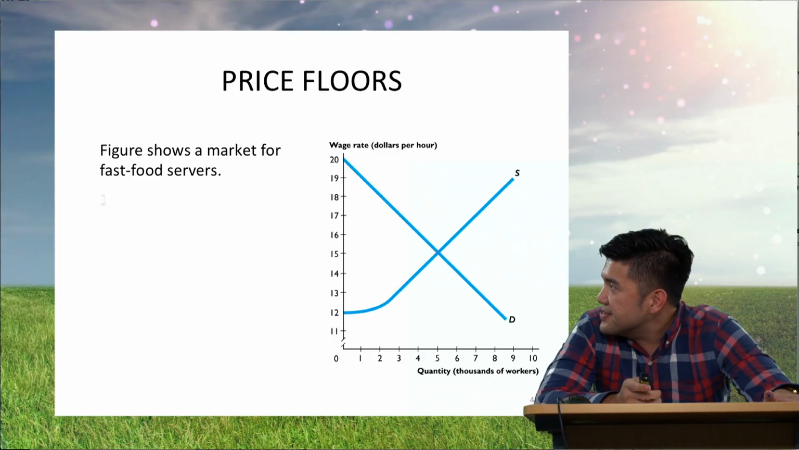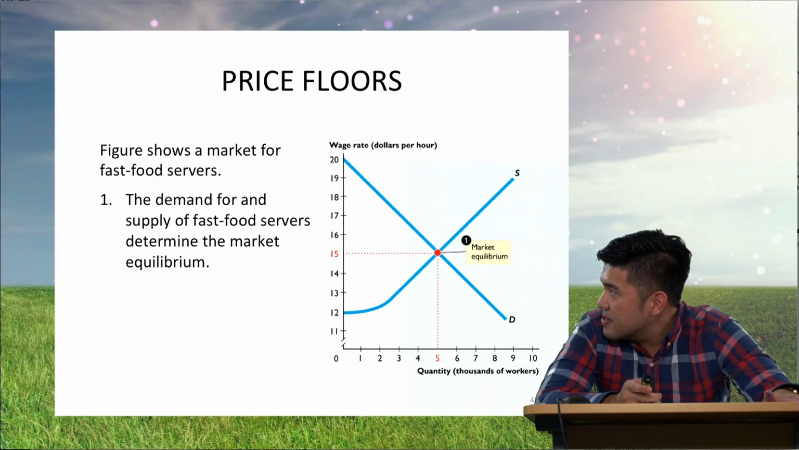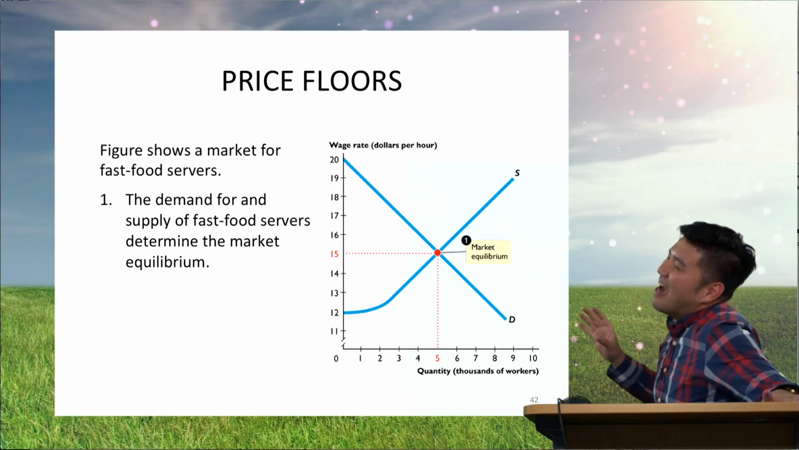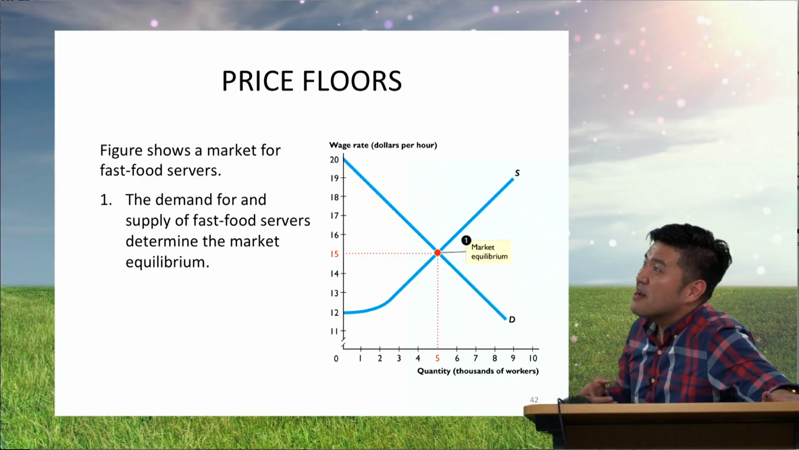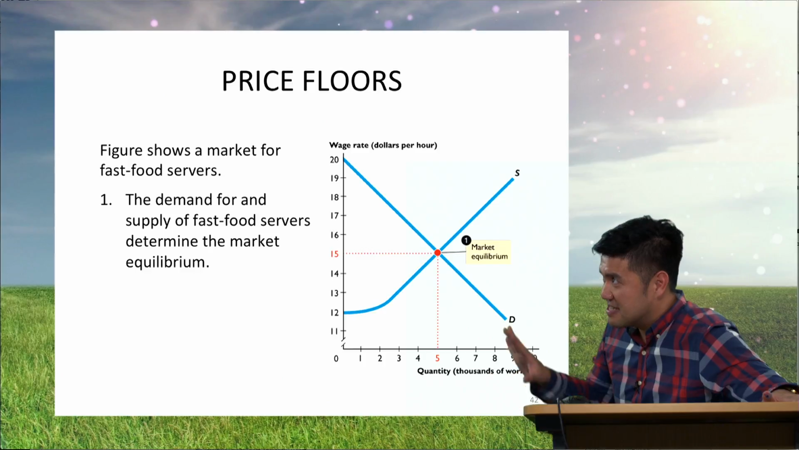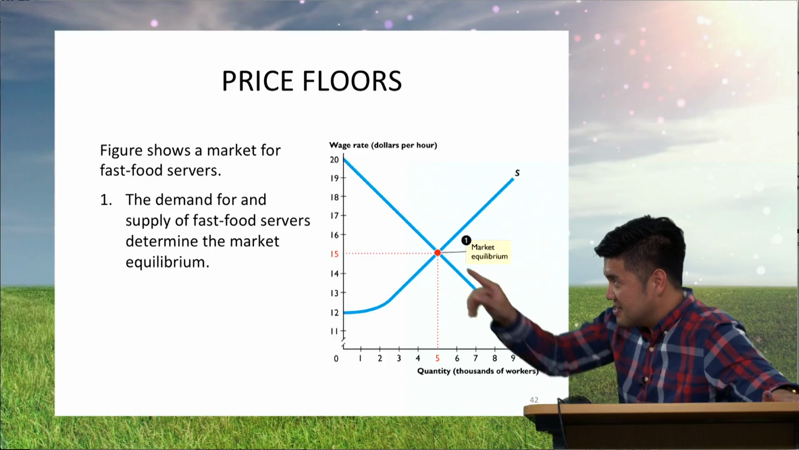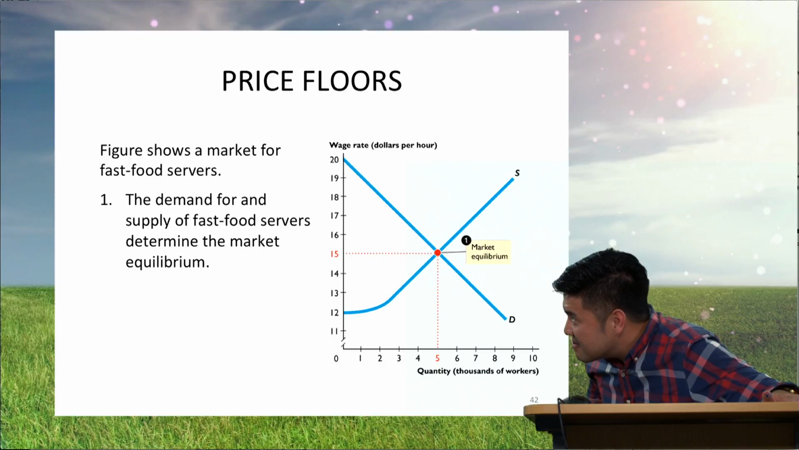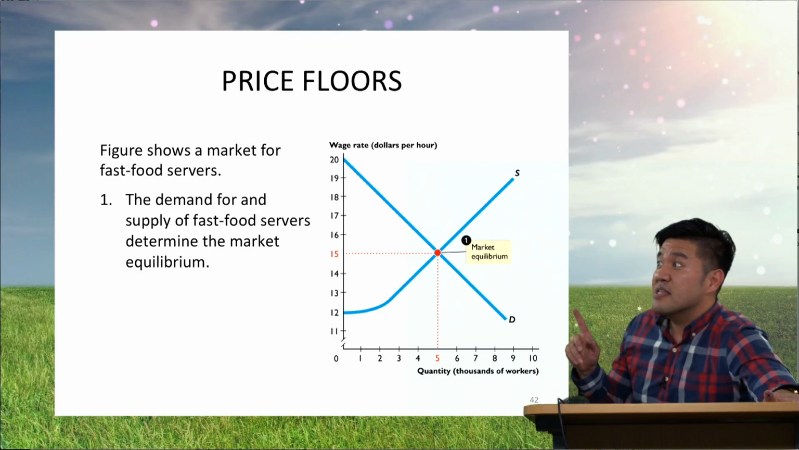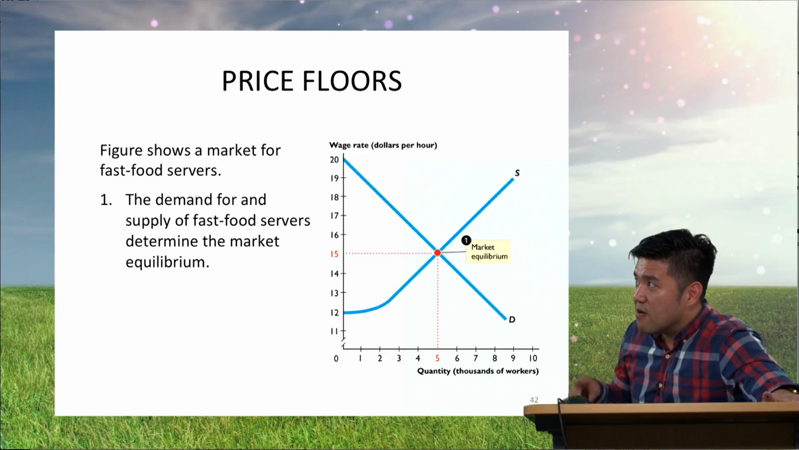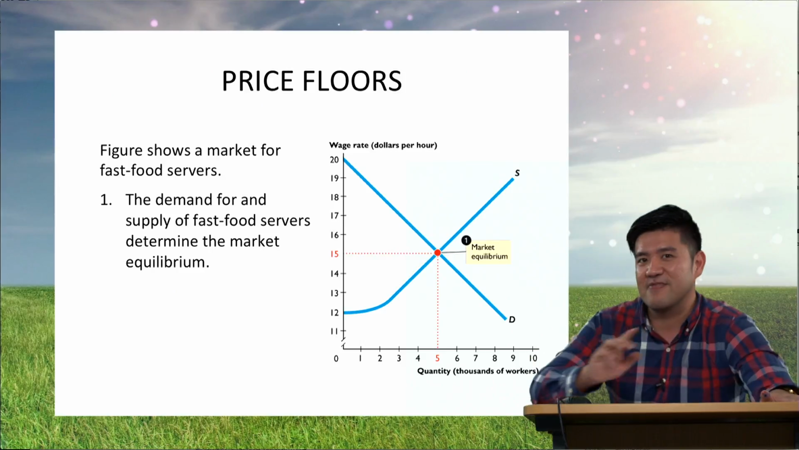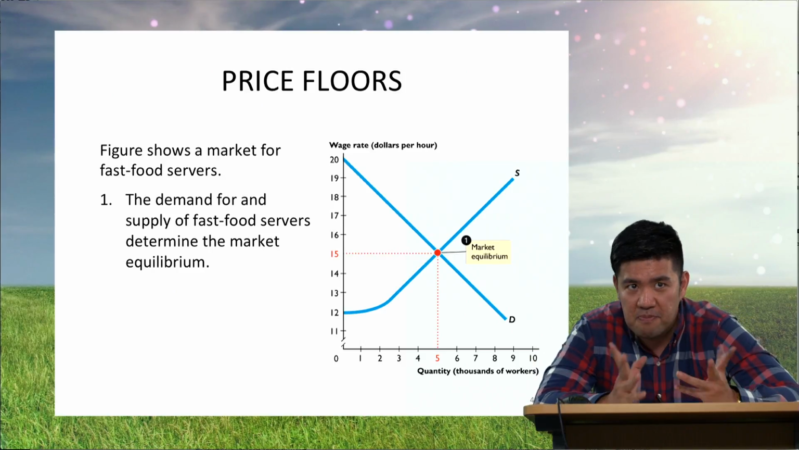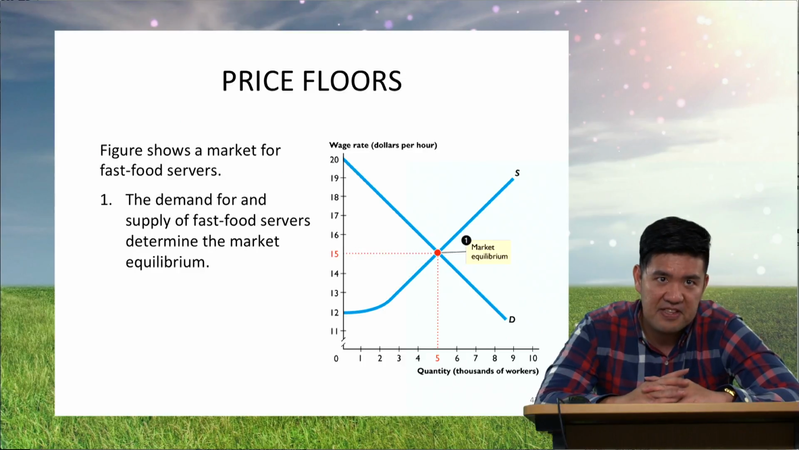The intersection is where? 15, 5. So if we just let employers and employees decide what the market price should be, they'll end up at $15, and the quantity of workers supplied and demanded in the market will be equal at 5. Yes or no? Simple concept of market equilibrium that we discussed before.